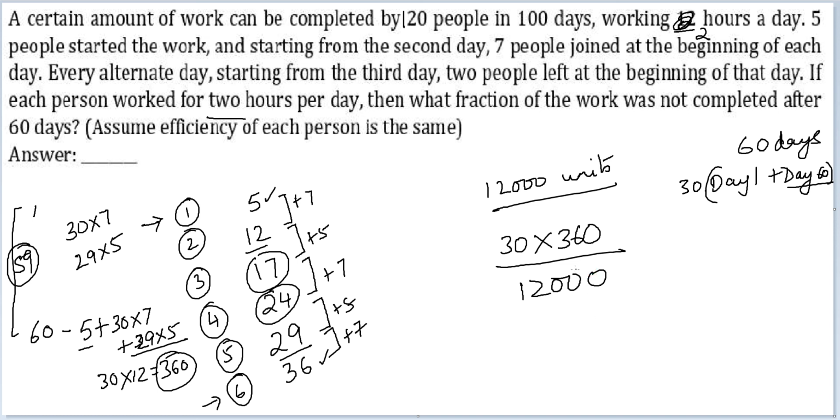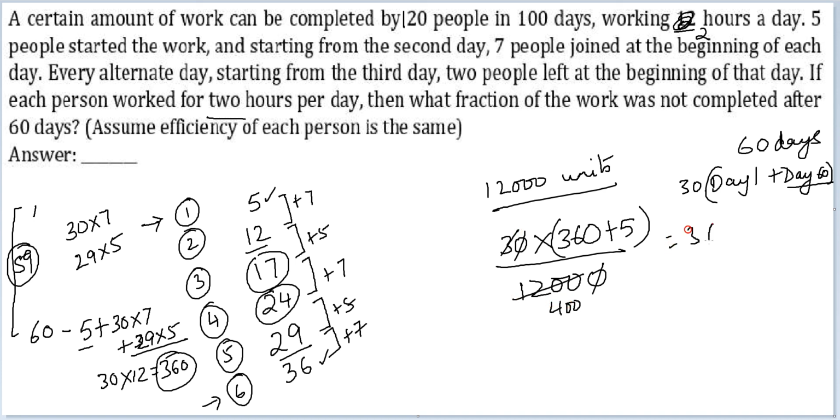12,000 units of work. Sorry, I'm mistaken. This is just day 6, so plus 5 here, this would be in brackets. 30 into 360 plus 5 by 12,000. Let's cancel, cancel. I get 400.